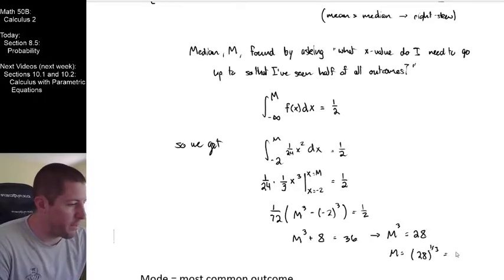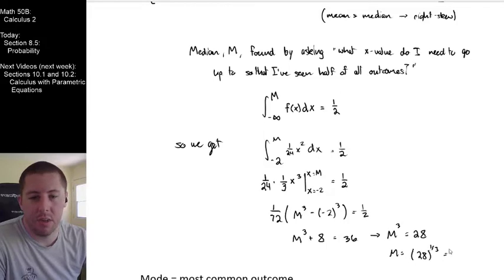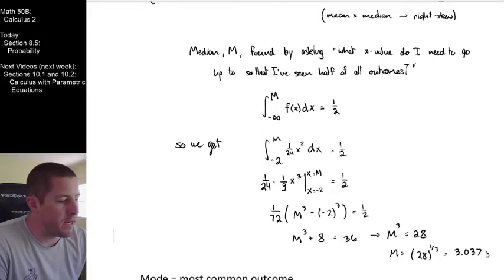Well, I already threw this into my calculator. You know that the cube root of 27 is 3, so we should be getting a number just barely bigger than 3. So 3.037 is what I'm getting from my calculator for our median here.